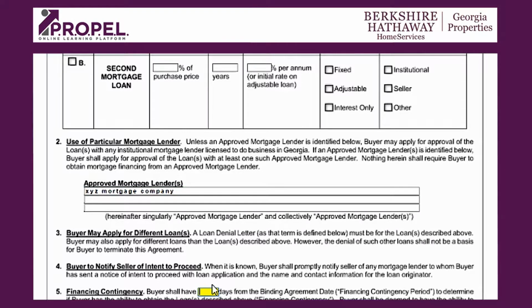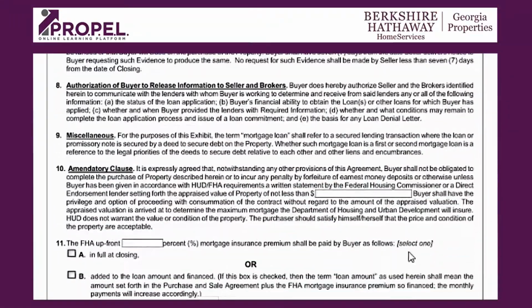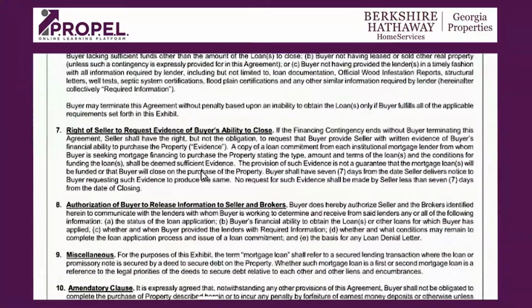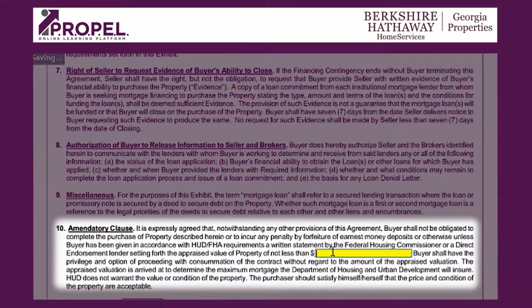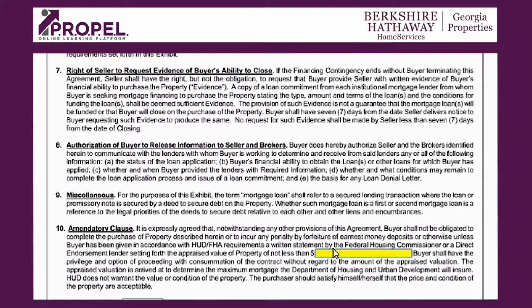Just like in the previous ones that we've talked about, you're going to have a financing contingency period, 25 days. You're going to come down a little bit further. You're going to have a couple of things here that are new, that are not on the other exhibits, and that is the amendatory clause. So this says that HUD and FHA require certain things. Go to an FHA class, talk to your lender about what those requirements are.